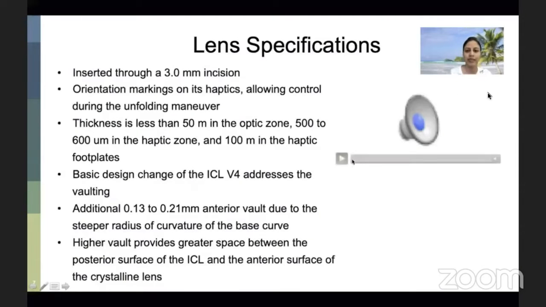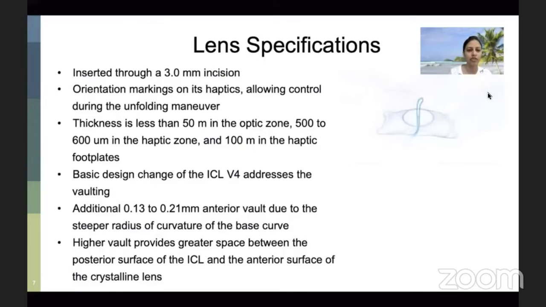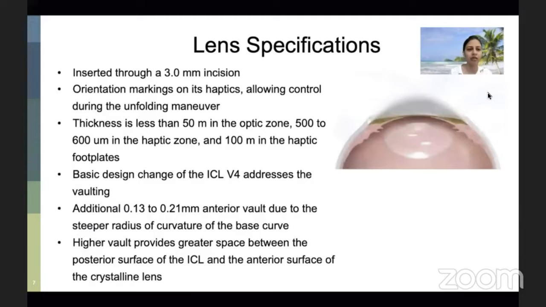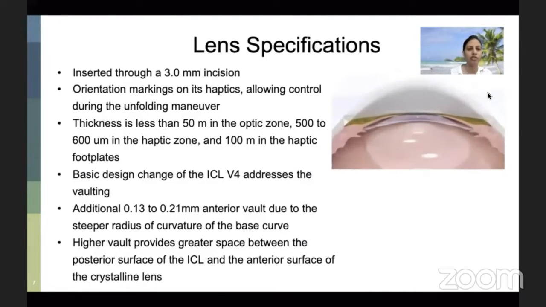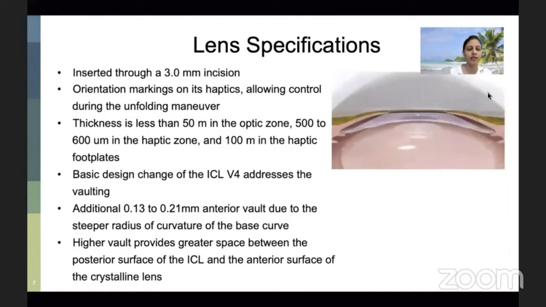The ICL can be inserted through a 3 mm incision using a micro-injector. It has orientation markings on its haptics, allowing control during the unfolding maneuver. The thickness is less than 50 microns in the optic zone, 500 to 600 in the haptic zone, and 100 in the haptic foot plates, which are theoretically positioned in the ciliary sulcus using a spatula specially designed for the ICL.